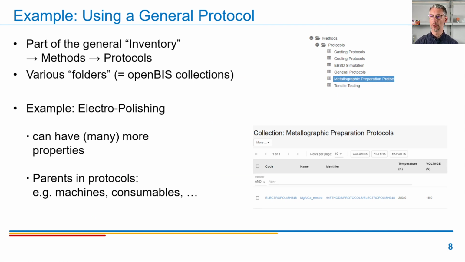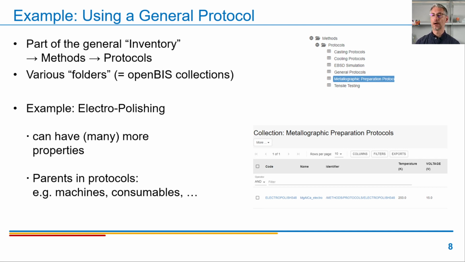How do we use this in OpenBIS then? The protocols, there are two ways of using them. We can use a general protocol, and this is what we look at first. They are part of the general inventory. You can find the ones that are defined already under methods protocols, and there are various folders which have already been set up, and of course this will be extended with time.